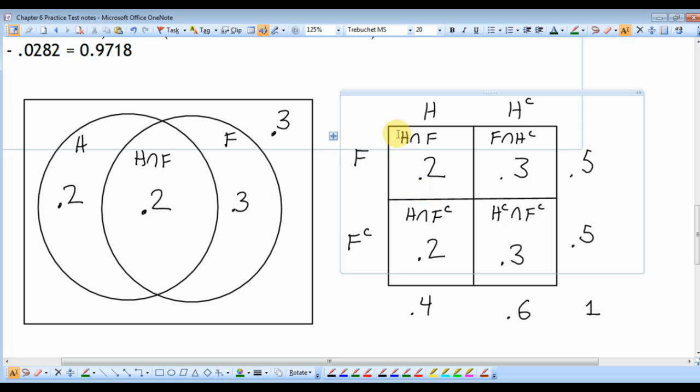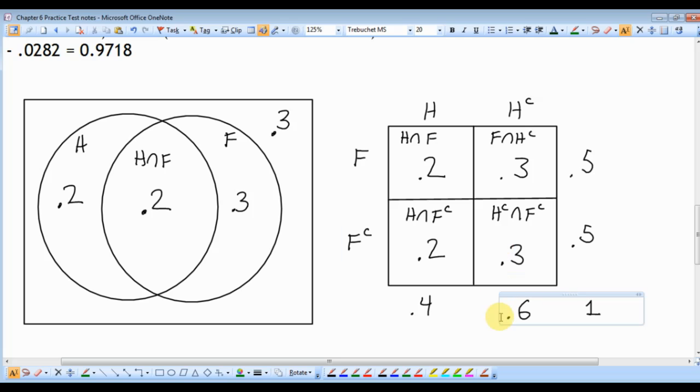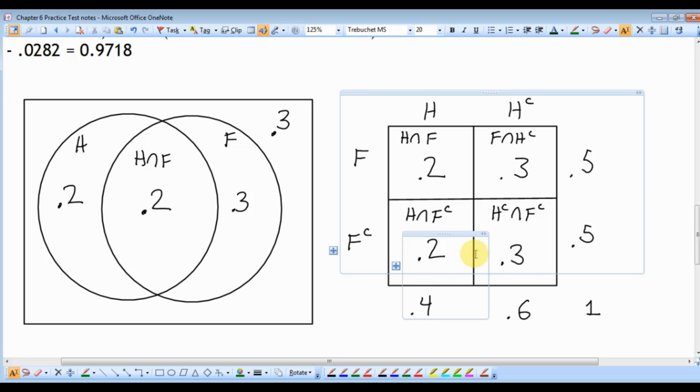I think this will be really nice for you because I'm also labeling what each intersection is. So this is Harvard and Florida. This is Florida and not Harvard. This is Harvard and not Florida. This is not Harvard and not Florida. Once I have that 0.2, I can use properties of addition and subtraction to get the rest of the numbers. So 0.2 plus 0.3 is 0.5. 0.2 plus 0.2 equals 0.4. 0.3 plus 0.3 is equal to 0.6. And of course, 0.2 plus 0.3 should have been equal to 0.5.